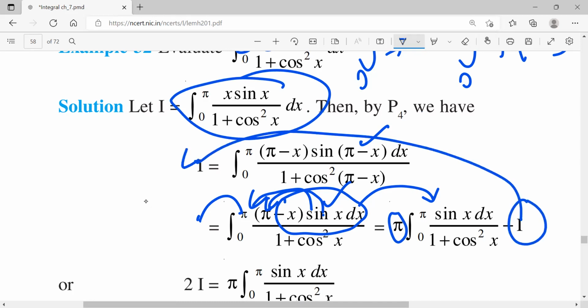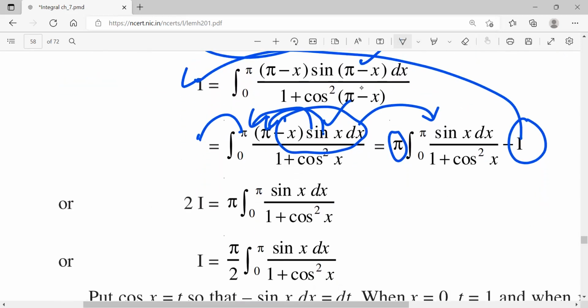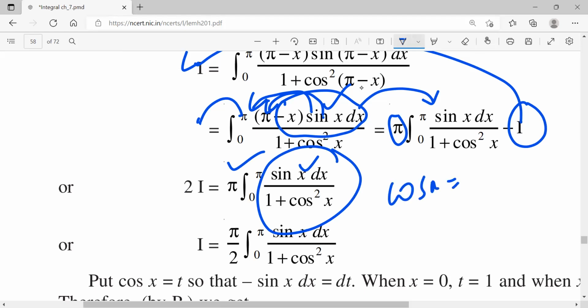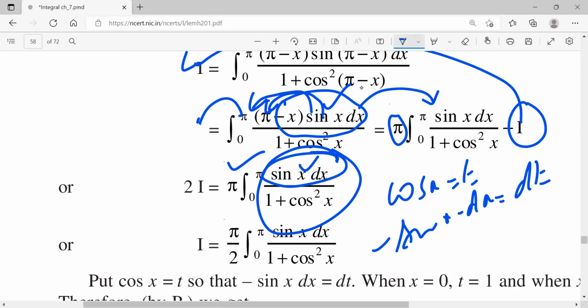So this I will take to this side. I plus I is 2I. 2I is equal to this pi. Then now you have to integrate this thing. This is a very simple thing, almost we have done this in integration by substitution. So if I put cos x is equal to t, the derivative of cos x is minus sin x dx is equal to dt. So the numerator can be replaced with minus dt by 1 plus t square.